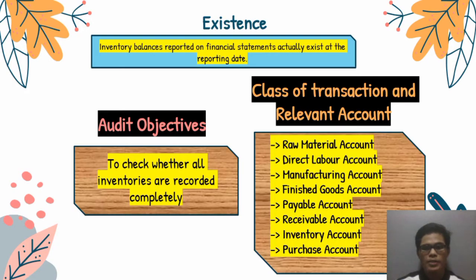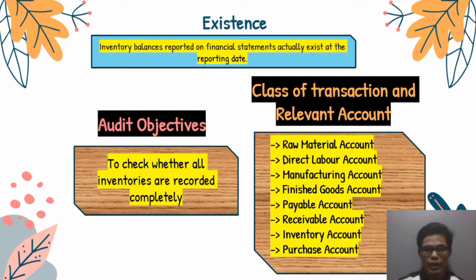For part of management assertion in the inventory and warehousing cycle, they have existence assertion. Existence means inventory balance reported on financial statement actually exists at the reporting date. For an audit objective, the auditor wants to check whether all the inventories are recorded completely.